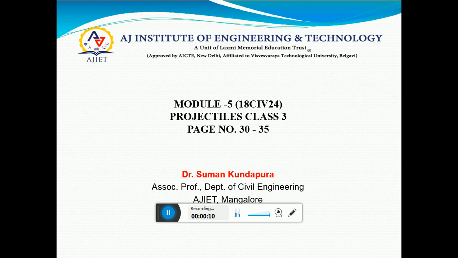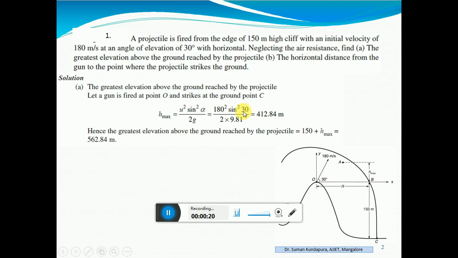Today we'll be dealing with the problems of projectiles from Module 5 of Elements of Civil Engineering. In the previous video lecture, we have seen some of the problems. We'll work out some more problems on a similar concept. Let us take the first problem.